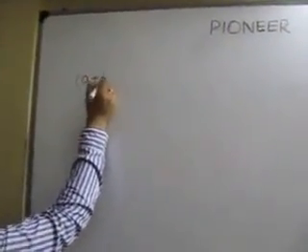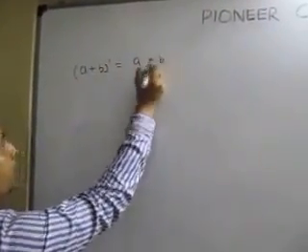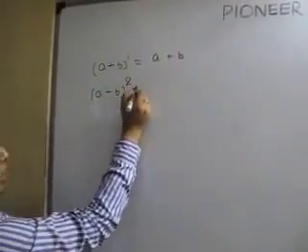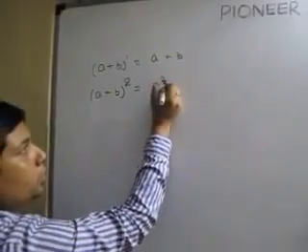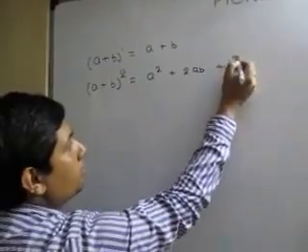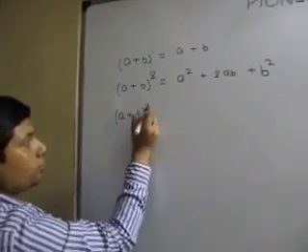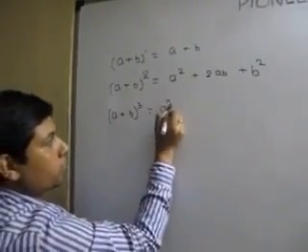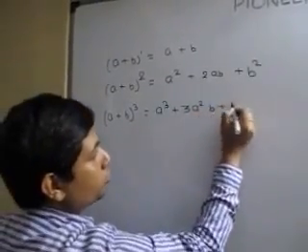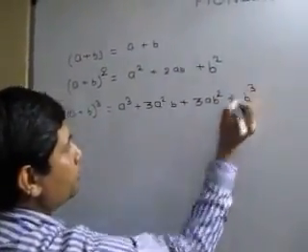If a plus b to the power 1, we all know it is equal to a plus b. Next is a plus b whole square. If we do the expansion of this, we all know it is a square plus 2ab plus b square. Then next is a plus b cube. This is equal to a cube plus 3 a square b plus 3 ab square plus b cube.